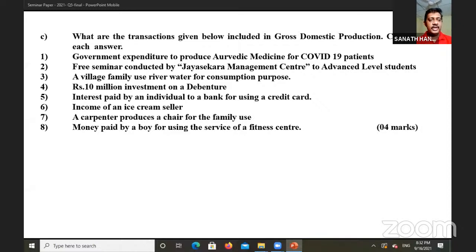Okay, write down. Included in GDP. Once a natural resource is acquired by the people, it should be counted in GDP.